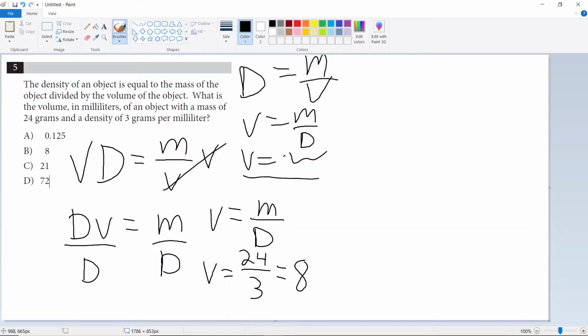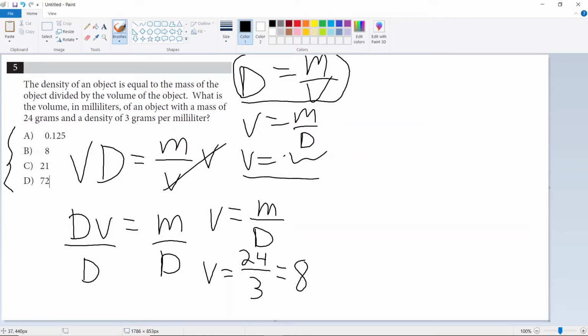Now, maybe you're not so good at manipulating formulas, or manipulating equations. If you don't want to do that, we can start from density equals mass over volume and try the answer choices. These are possible volumes, all these answer choices.